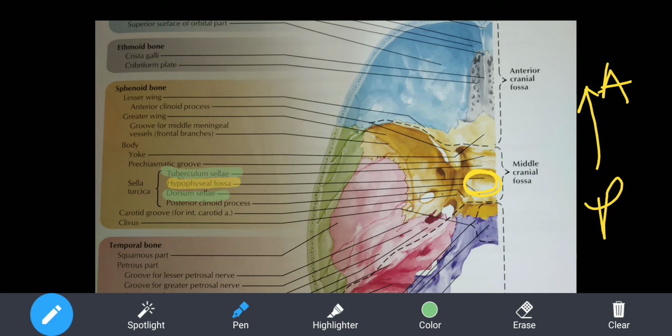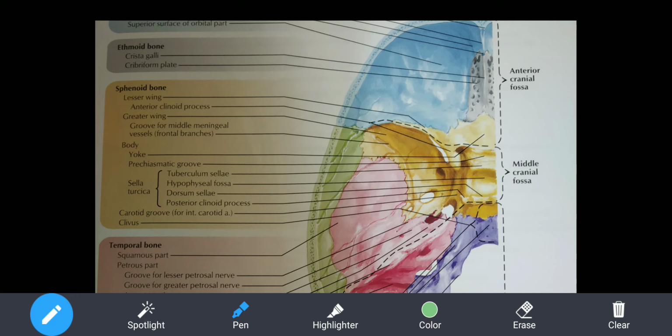Tuberculum sellae is where, if you trace this arrow, it is here. So in front of this fossa depression, this part is the tuberculum sellae, and behind it is the dorsum sellae, the back part of this fossa. Then the posterior clinoid process is this. I'm not going into details, but now you can recall. First we will go one by one. So this is it, and see this.